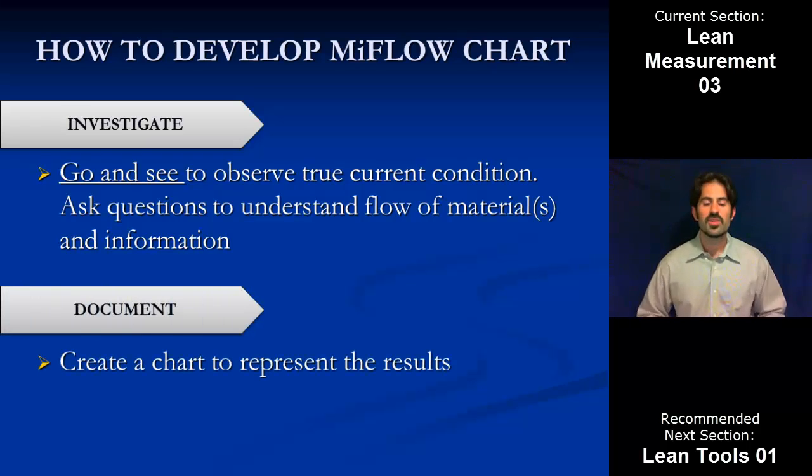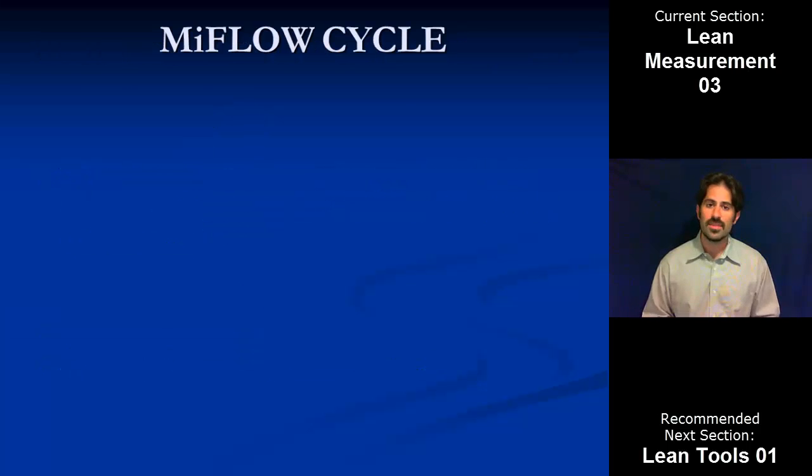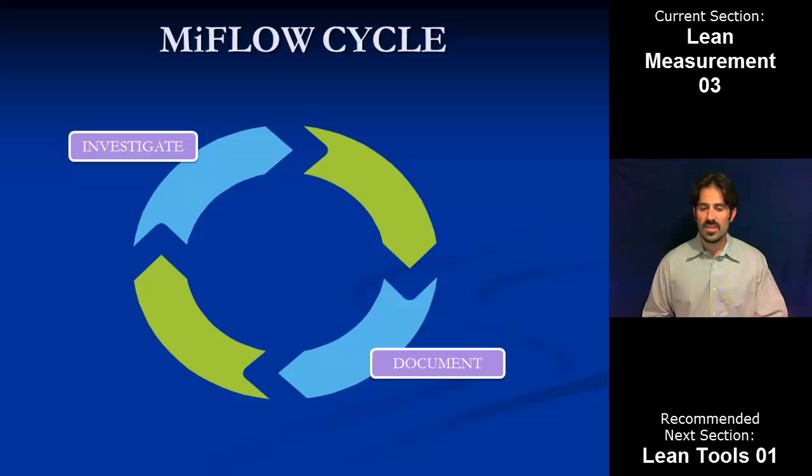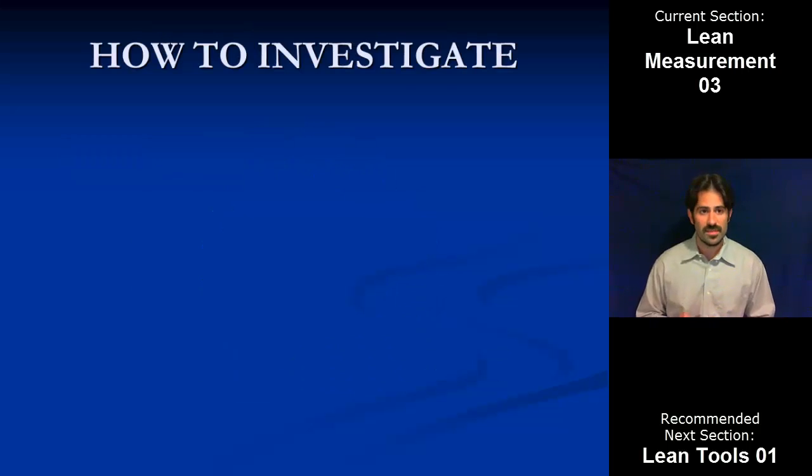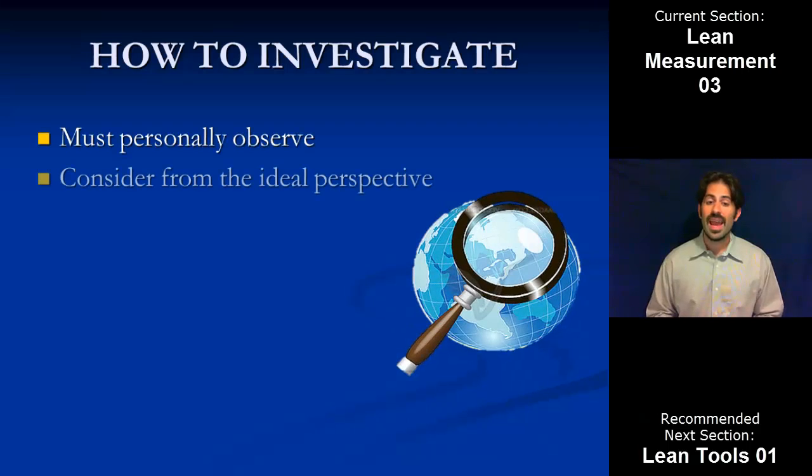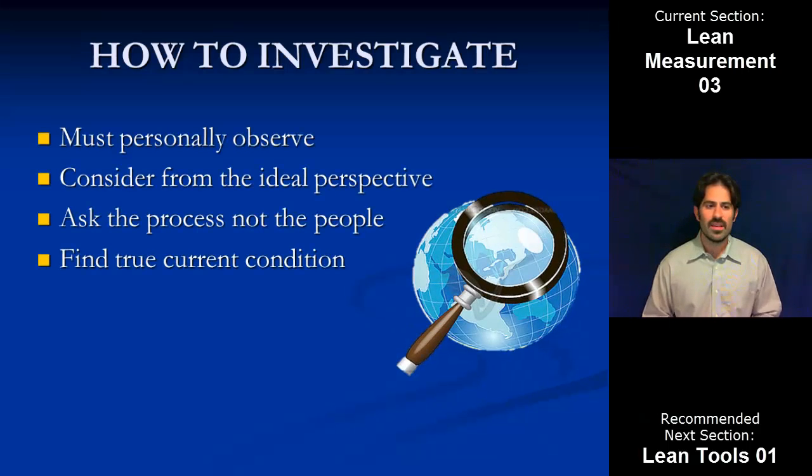And then the back half is we want to create a chart to represent the results of that investigation. So it's pretty much a cycle of investigation and documentation, and it is iterative. I think some people make the mistake of thinking you can do all this at once, and you really can't. You go and work through it step by step, filling in the details as you go. Because the more detailed we can make it, the more it's going to tell us about the areas where we can make improvements. So here are some quick tips on how to investigate, just things to keep in mind. The number one thing is you've got to do it personally. Second-hand information, third-hand information, old pictures, old reports are not going to cut it because they're not truly representative of current condition.